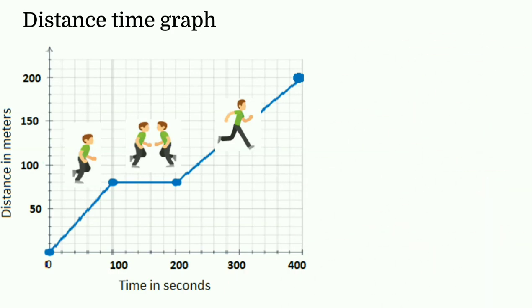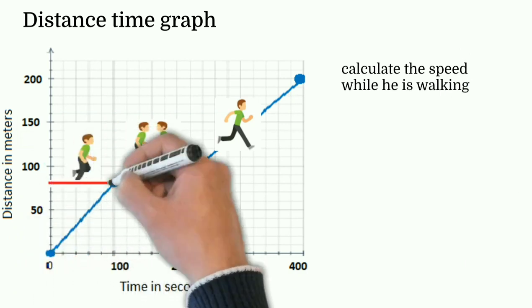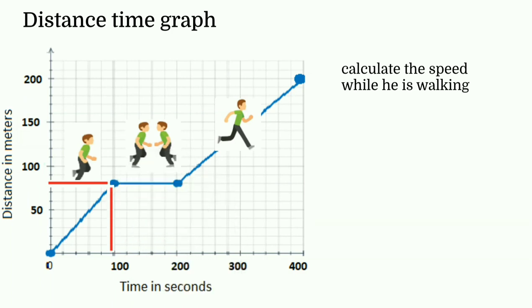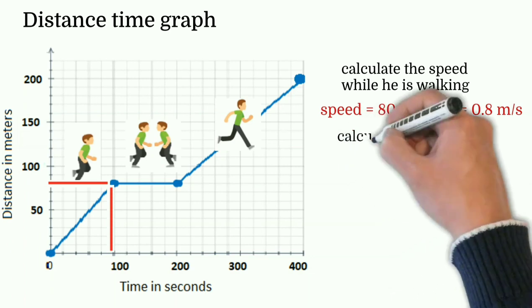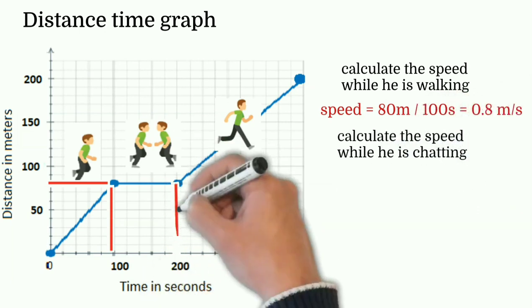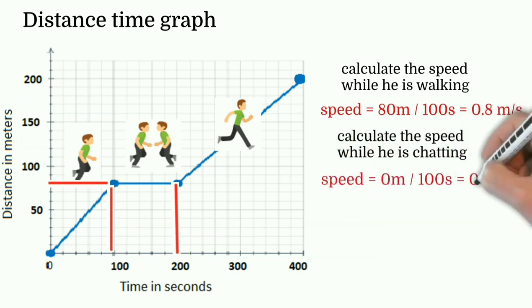Now let's start by calculating the speed while he is walking. Here we can see that he travels 80 meters in 100 seconds. So the speed here is 80 over 100, which is 0.8 meters per second. Now we can move on to calculating the speed while he is chatting. Here we can see that he travels a distance of 0 meters in 100 seconds. So here the speed would be 0 meters per second.